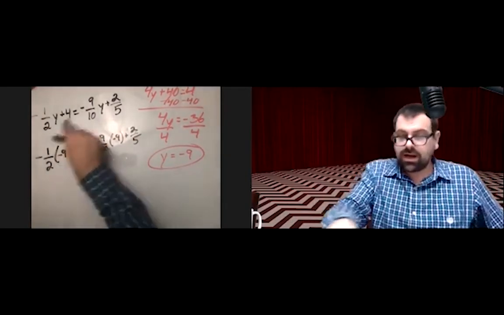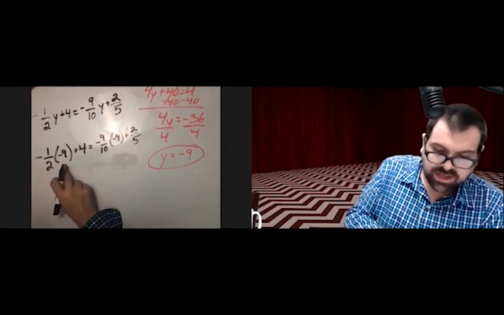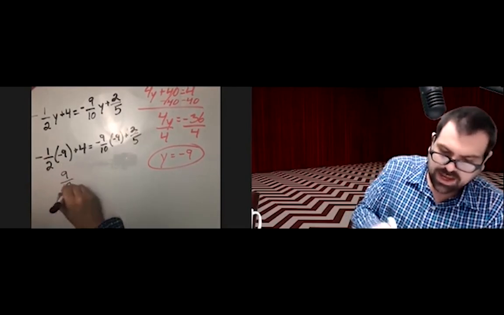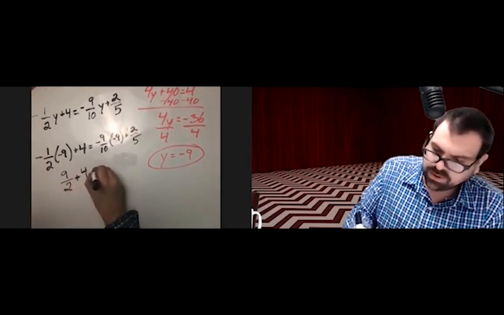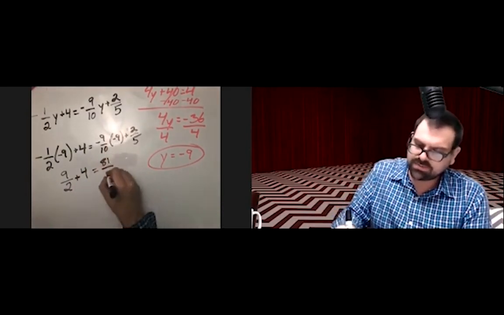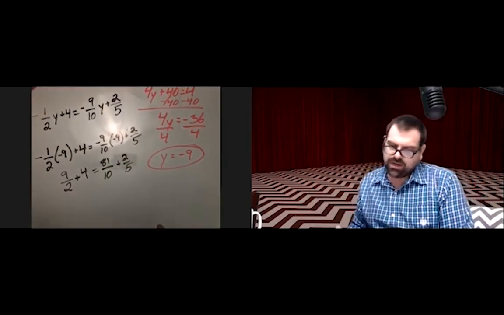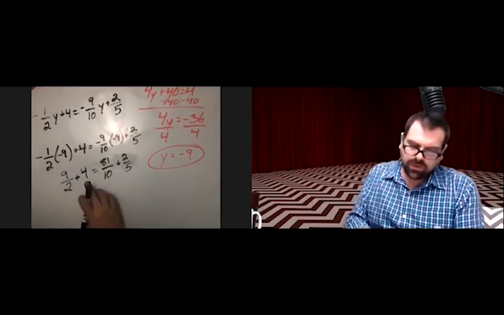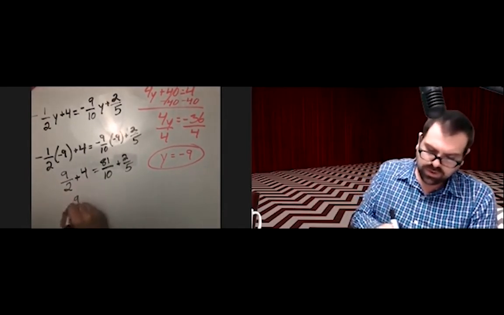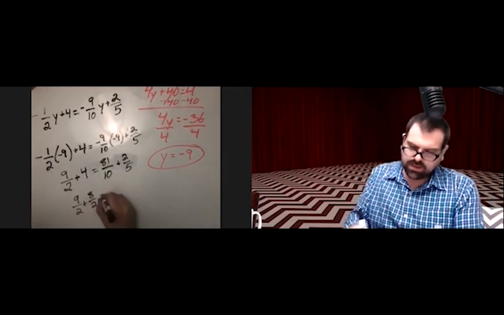Okay, so I plugged in negative 9 for the two y's. Negative times negative is positive. 1/2 times 9 is 9/2 plus 4 equals negative times negative is positive. 9 times 9 is 81. So this is what we're checking. 4 would be 4 over 1, would be 8 over 2. 9 over 2 plus 8 over 2 on that side.